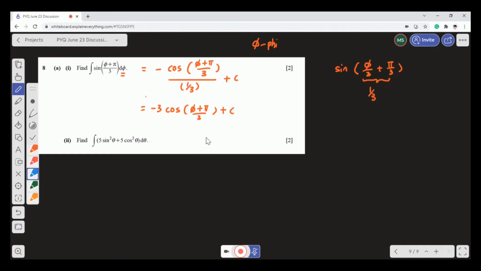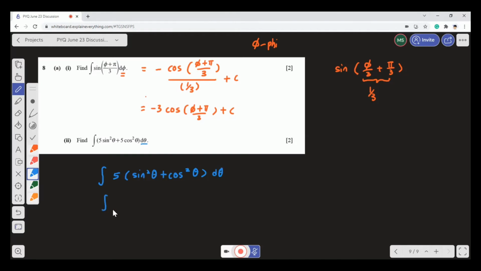All right, number 2, Yan Tong, how to do this? I want to integrate according to theta. What can we do first? Can you see there's 2, 5? We can factorize first. And what is sine square theta plus cos square theta? Have you heard about this thing before? Is it 1? Yes.